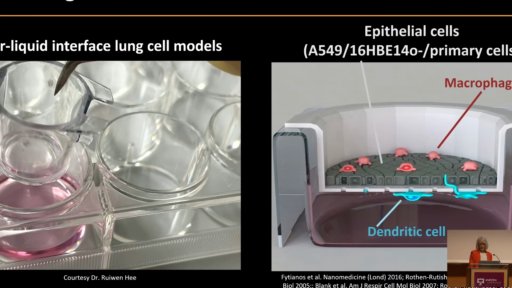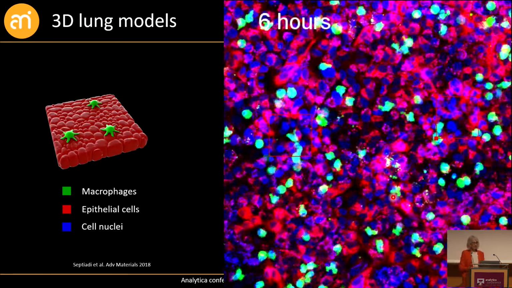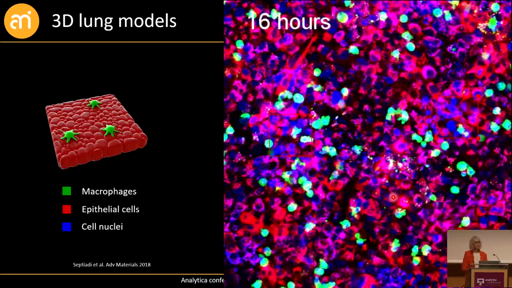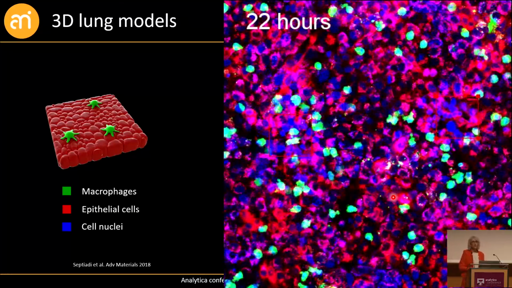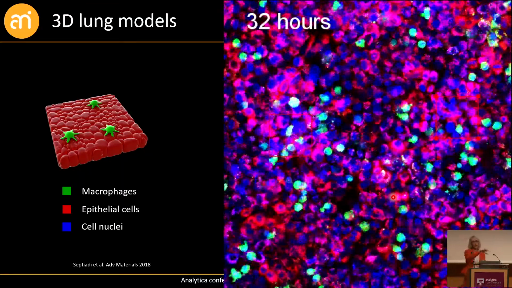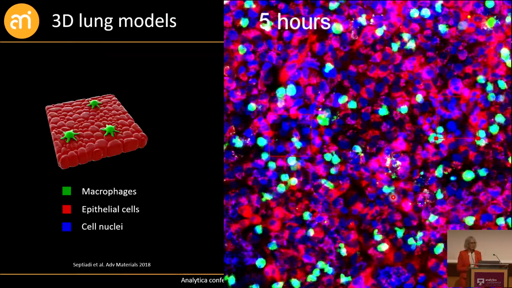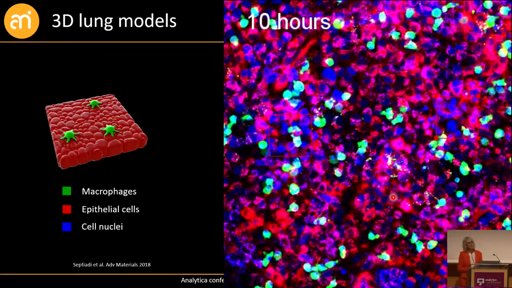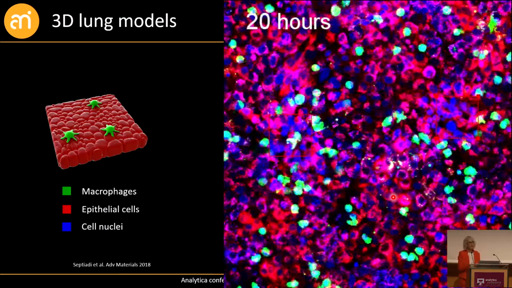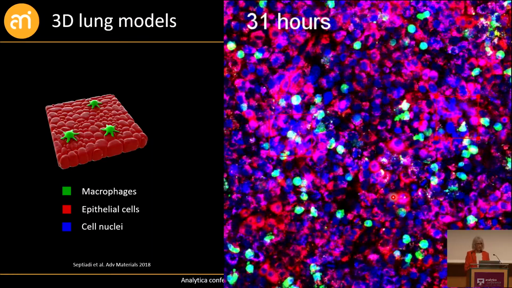So here you see a live cell image video where we labeled the macrophages in green, and red shows the epithelial layer. You see how these macrophages crawl on the surface of the epithelium. We also did some experiments with diesel particles or carbon nanotubes, and we could show that the particles were taken up by the macrophages.